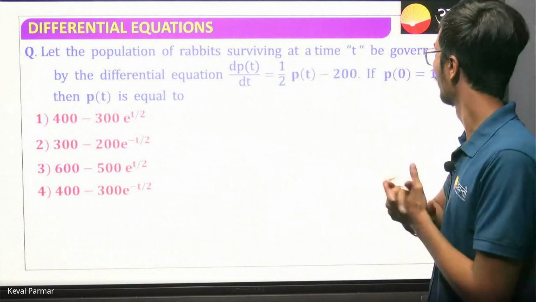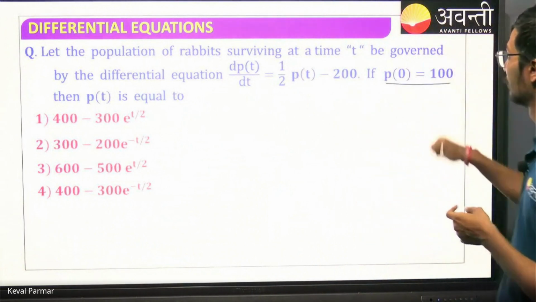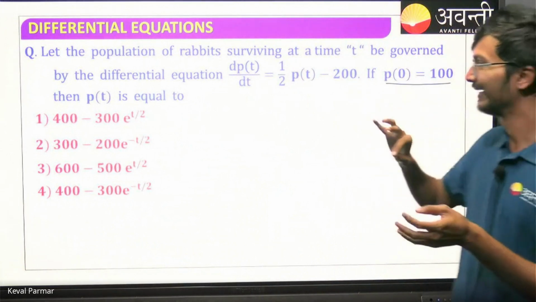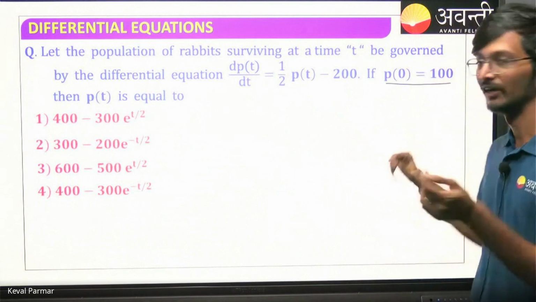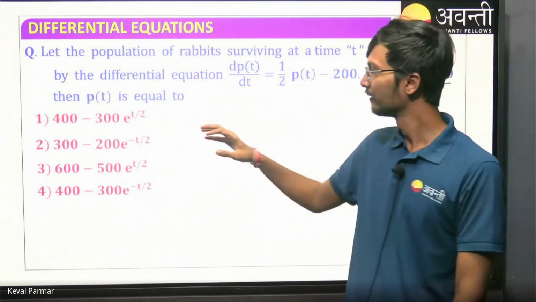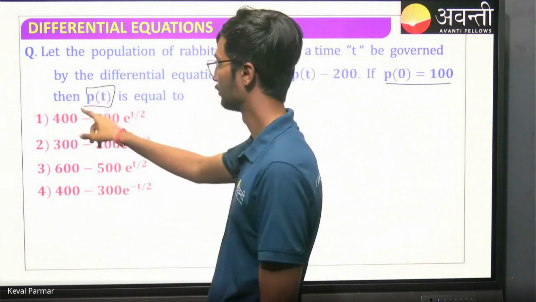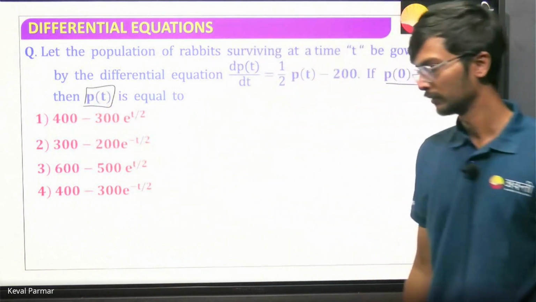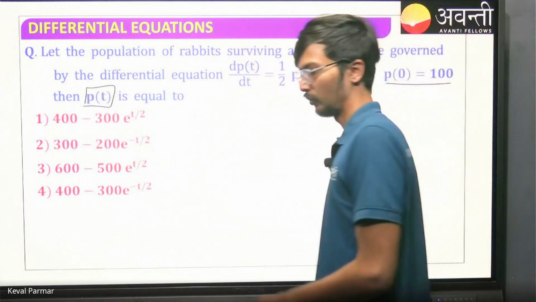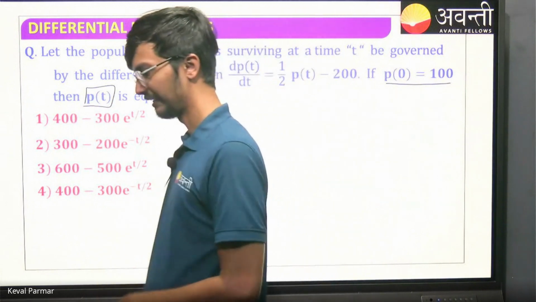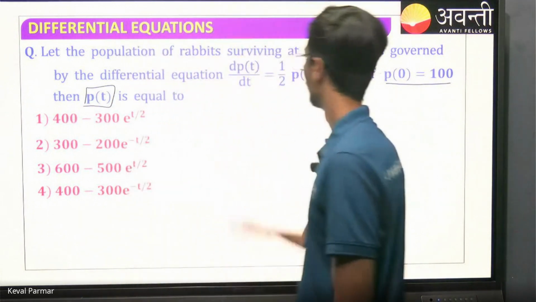Differential equation is given. Boundary condition is also given. You just need to integrate, get the value of C and get the value of PT. PT पूछा है ना? Come on guys. How will you solve the differential equation? First write it in the way we know. ये dt हटाओ.